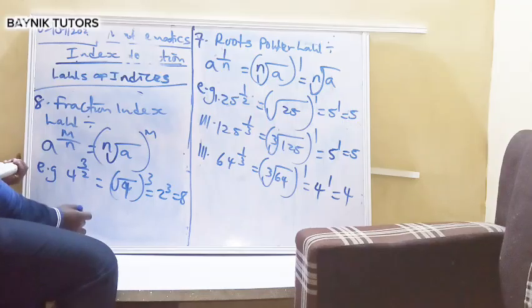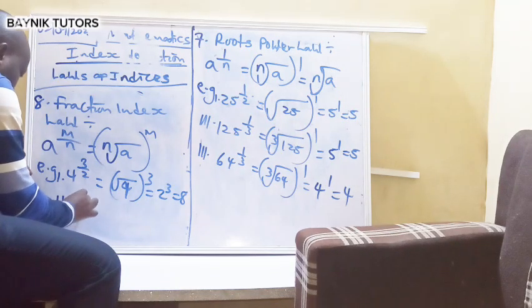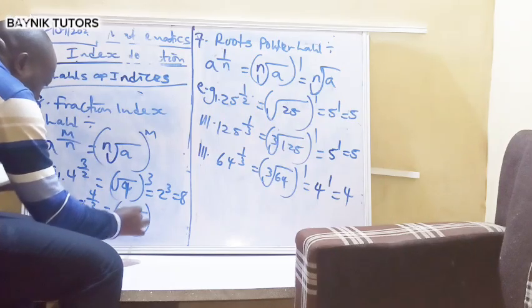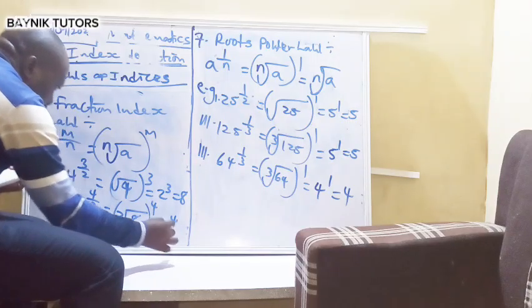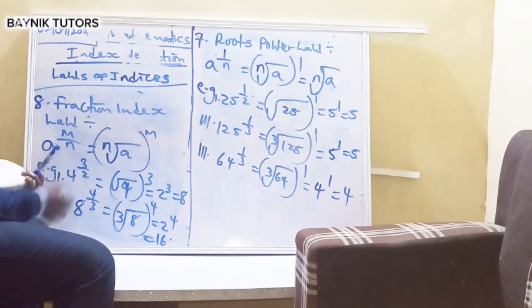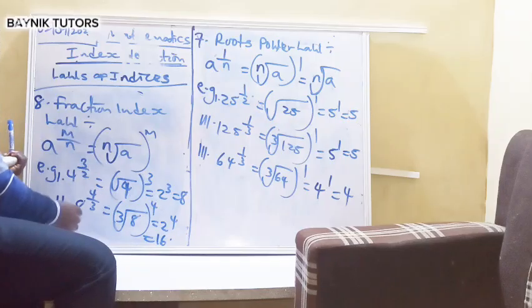8. Then imagine we have 8 raised to power 4 over 3. That's third root 8 raised to power 4, which is 2 raised to power 4, which is equal to 16. So that's the fractional index law. You realize that the n here is for the root, and the m here is for the power. Third root 8 raised to power 4 is 2 raised to power 4, which gives us 16.